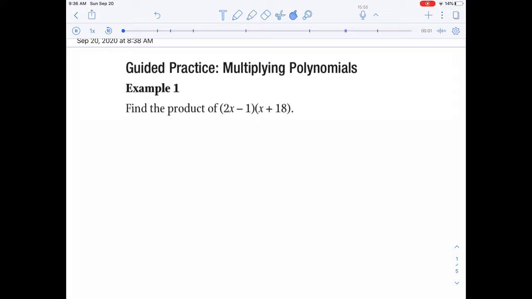Example 1, find the product of the difference of 2x minus 1 and the sum of x plus 18. Prior to doing this problem, let's go ahead and review multiplying binomials by binomials.